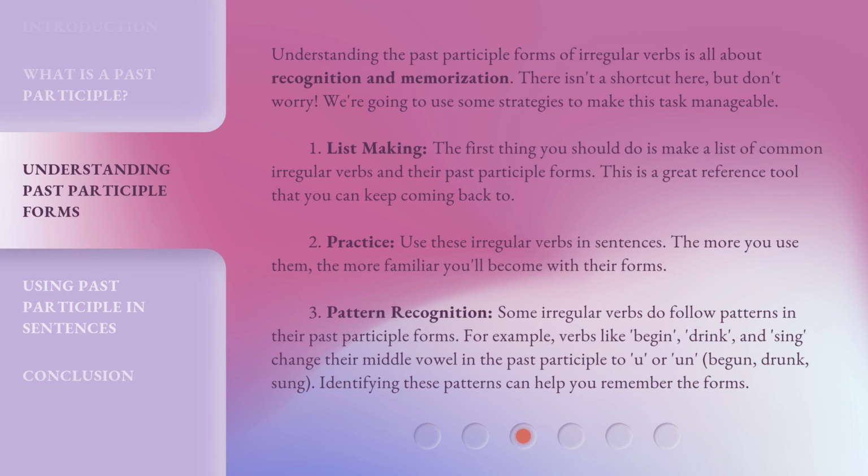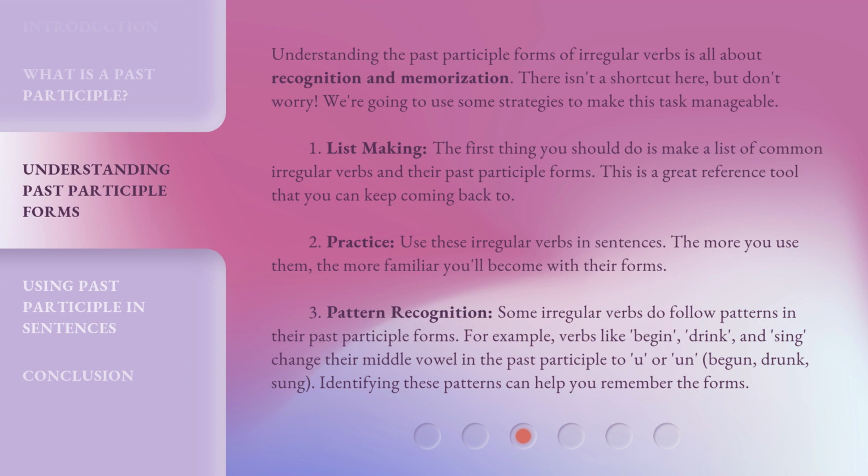Understanding the past participle forms of irregular verbs is all about recognition and memorization. There isn't a shortcut here, but don't worry. We're going to use some strategies to make this task manageable. 1. List making. The first thing you should do is make a list of common irregular verbs and their past participle forms. This is a great reference tool that you can keep coming back to.